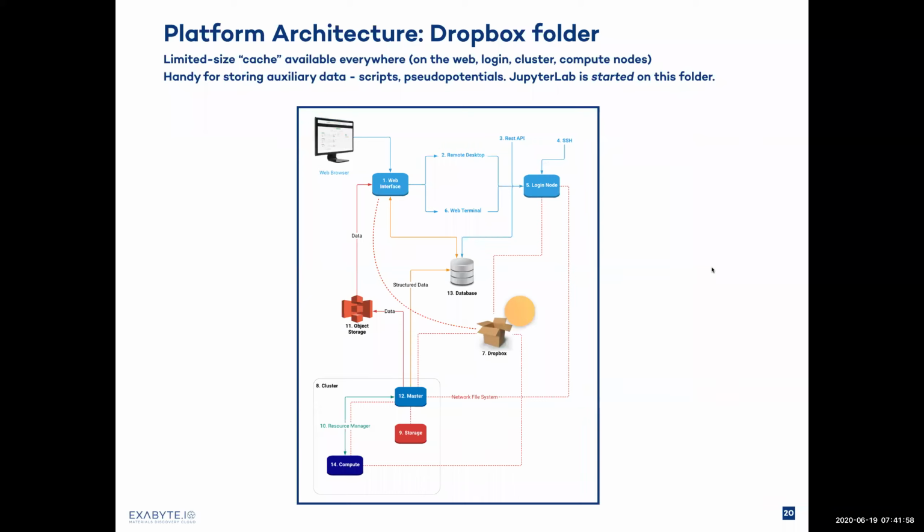The Dropbox folder is connected to multiple parts of the infrastructure, as I mentioned, and it serves a purpose similar to what the Dropbox application familiar to many would serve, right? It's a quick cache to share data between multiple parts of the infrastructure. It is available on the web interface. It's available on the login node, on the master node, on the compute node, essentially everywhere where you want it. And it's a convenient way to share small data, things like scripts, for example, Python scripts or Bash scripts, sets of potentials, Jupyter Lab notebooks, and things like that.